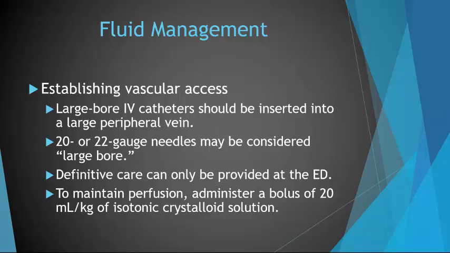To maintain perfusion, administer an initial bolus of 20 mL per kilogram using an isotonic crystalloid solution. Frequently reassess vital signs and provide additional IV fluid boluses of 20 mL per kg if no improvement is noted following the initial bolus. Up to 60 mL per kg can be given for resuscitation of a pediatric patient. If the patient is over 50 kilograms, use adult resuscitation fluid volumes.